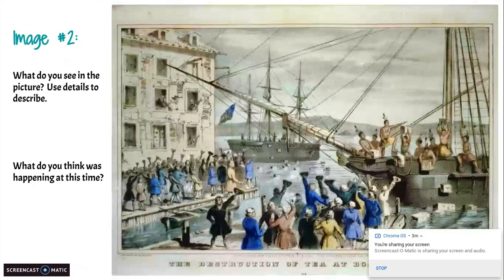Image number 2. The caption at the bottom reads, "The destruction of tea at Boston Harbor." So what do you see in the picture? Use details to describe it. What do you think was happening at this time?